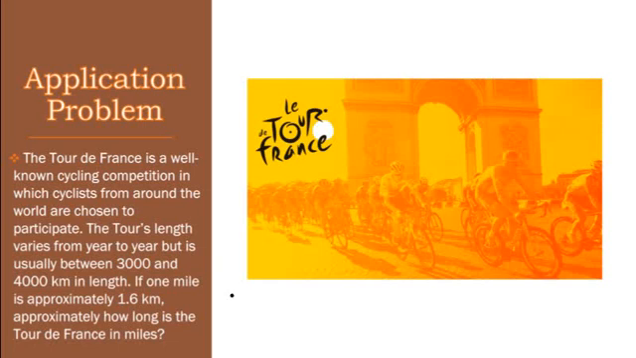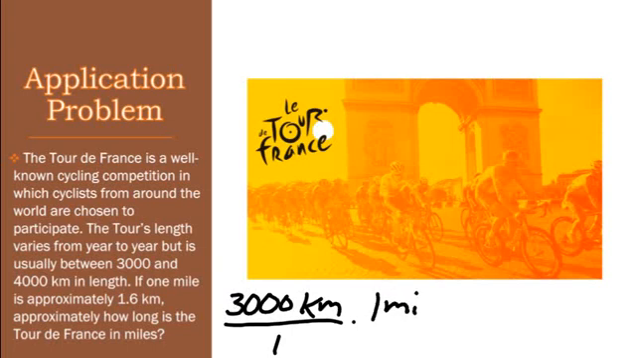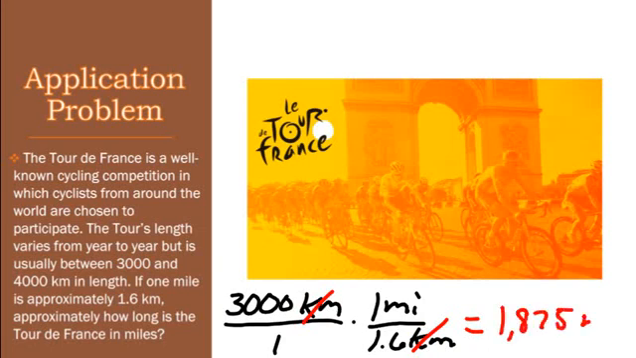So we need to have two answers. So if it's about 3,000 kilometers, how many miles would that be? I need to convert that to miles. So I have 1 mile is the same as about 1.6 kilometers. So now my kilometers can cancel out, and I end up with 3,000 divided by 1.6. So it's about 1,875 miles on the low end.